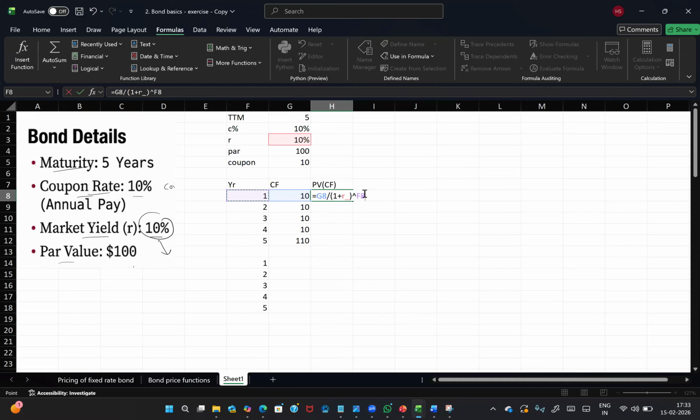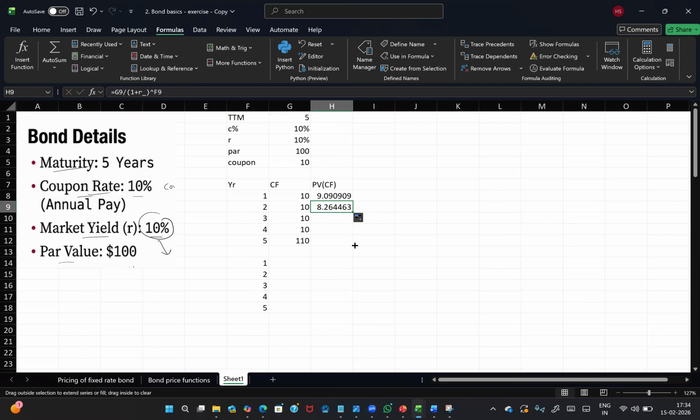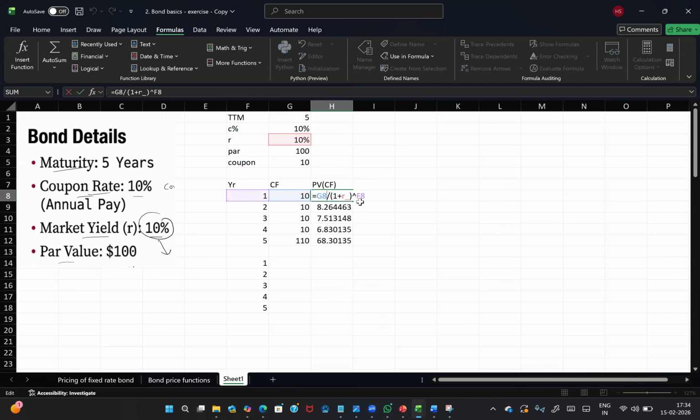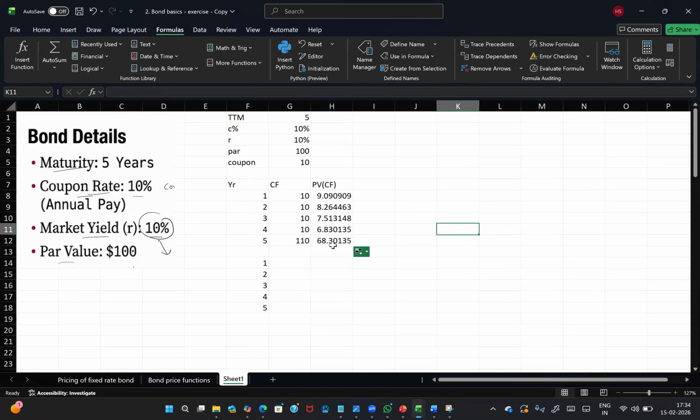And I'm making it generic because I'm raising it to I, which is the year. So if it's a 1st year cash flow, I'll raise it to 1. Now, if I drag this formula down, automatically it will be raised to 2 because it's the year 2 cash flow and so on and so forth. So I'm writing one generic formula. I'm raising it to I and I'm just putting it down. Yeah, so these are the present values of all the cash flows.